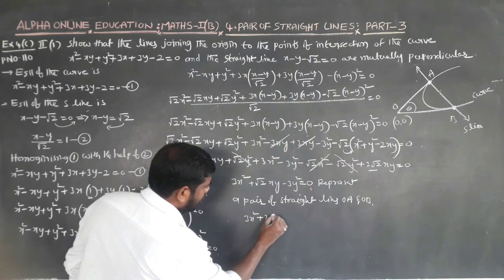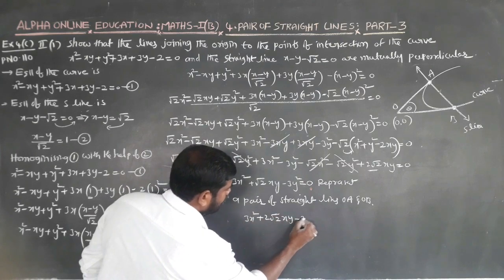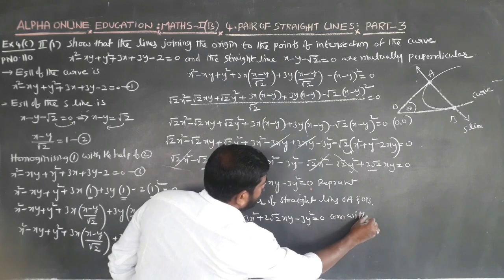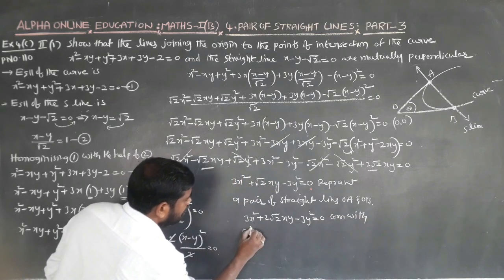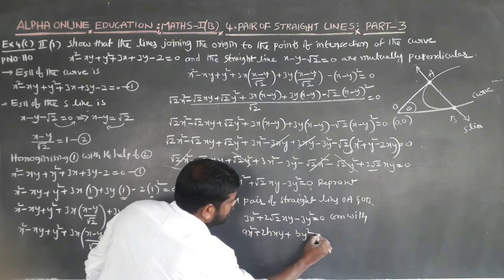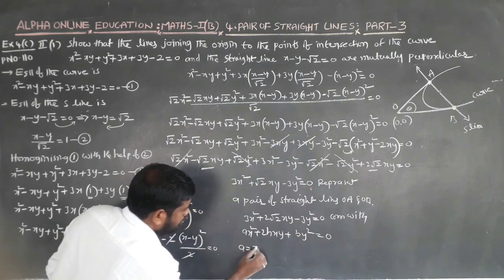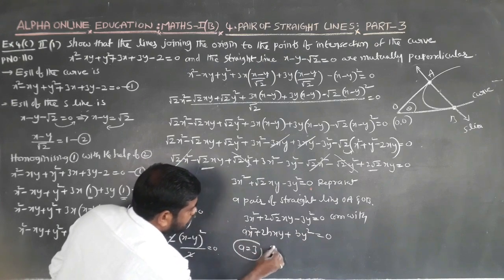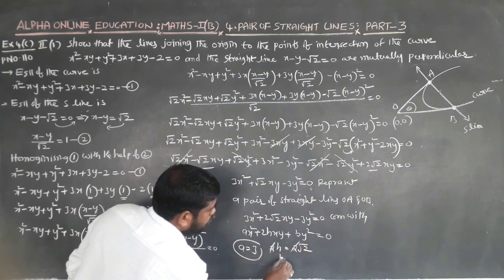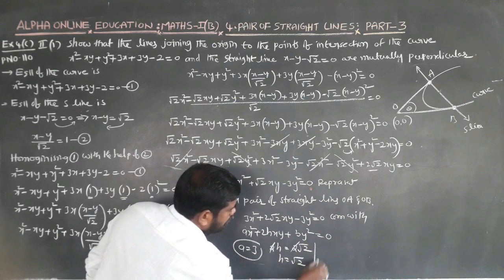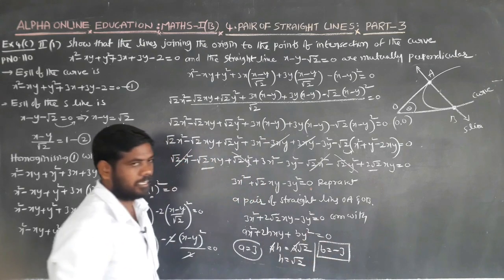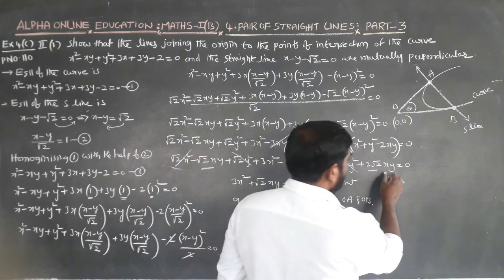3x square plus 2 root 2 xy minus 3y square equal to 0, comparing with ax square plus 2hxy plus by square equal to 0. Here a is equal to 3, 2h is equal to 2 root 2, so h is equal to root 2, and b is equal to minus 3.